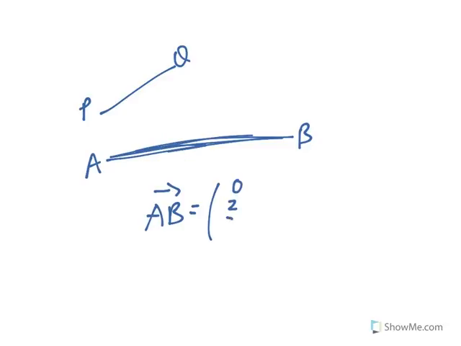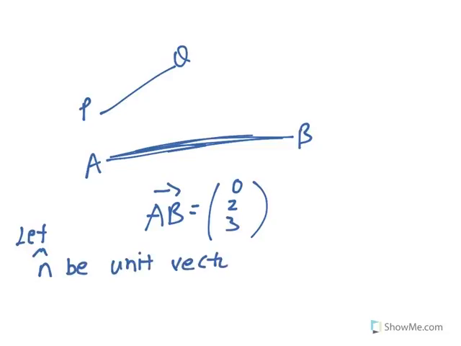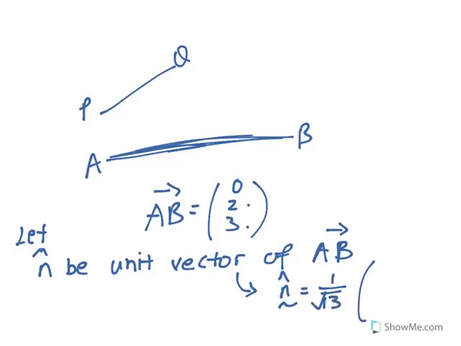0, 2, 3. I'm going to take a unit vector, let's call it N hat, and let N hat be the unit vector of AB, because I'm going to use this quite heavily later on. The unit vector of AB you can find easily. We have 2 squared plus 3 squared is 13, square root of 13, so N hat should be equal to 1 over square root of 13, times 0, 2, 3.